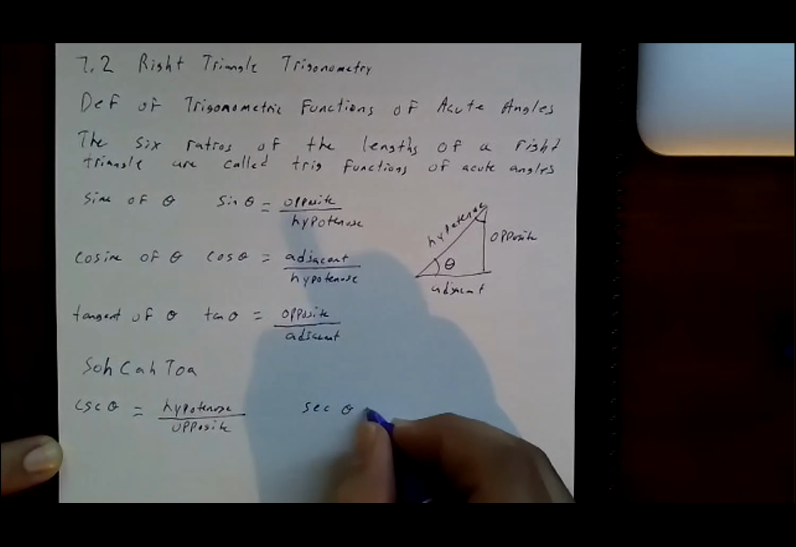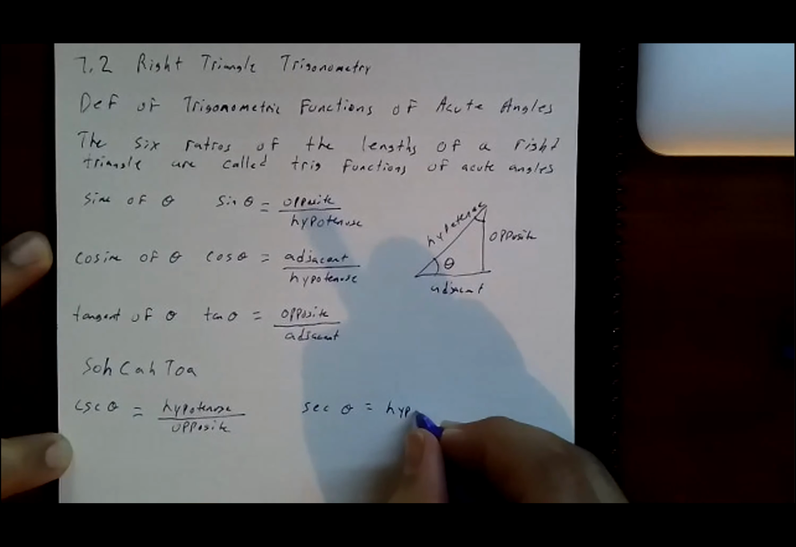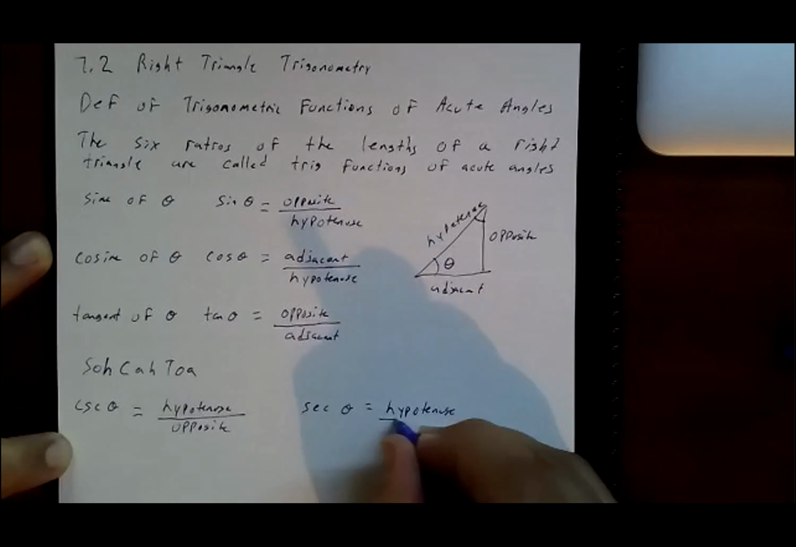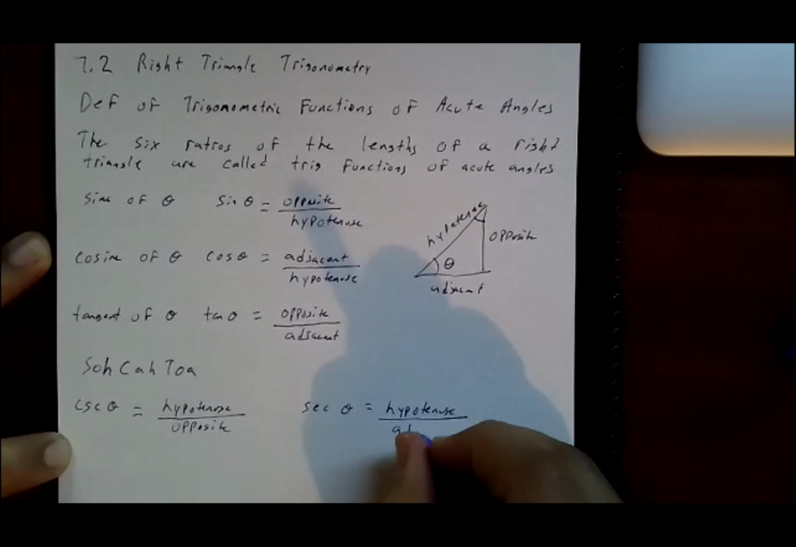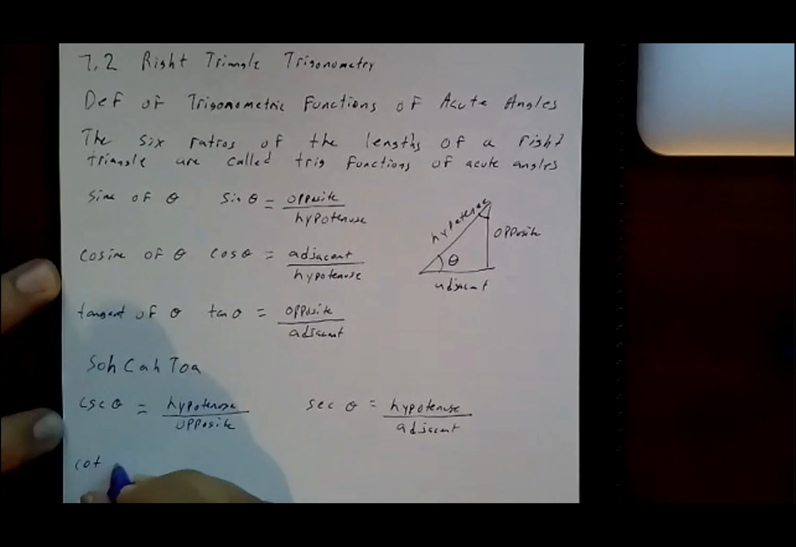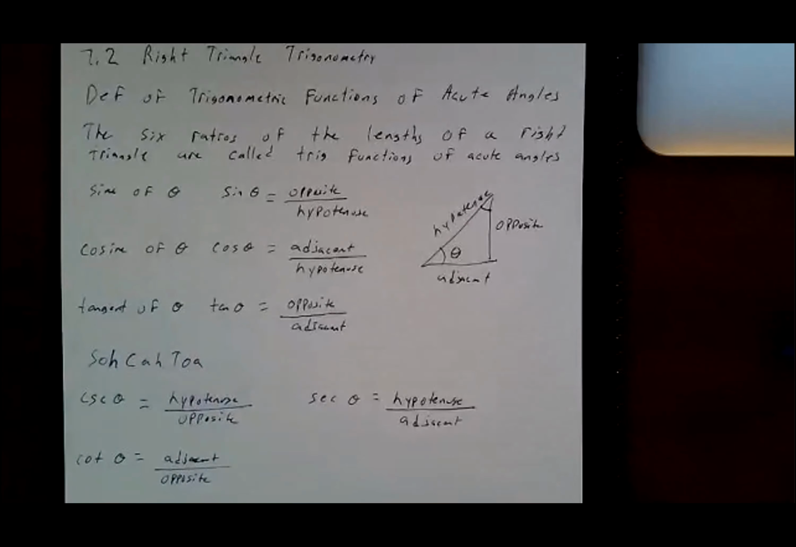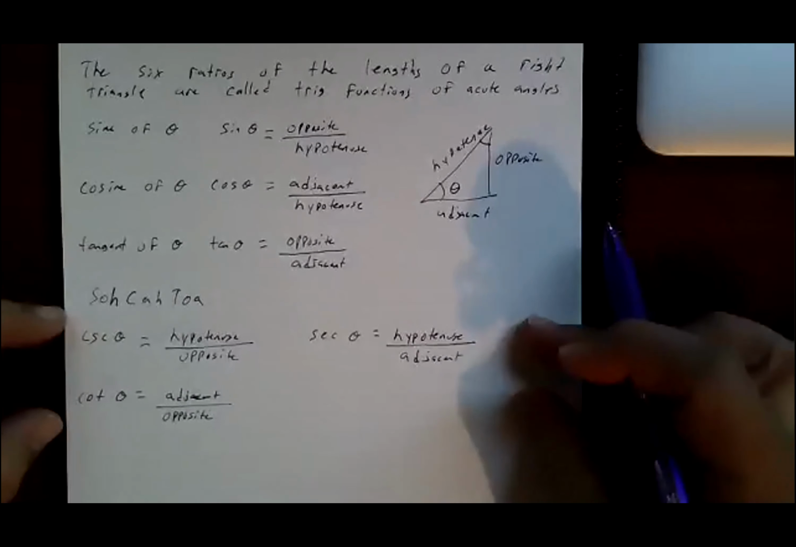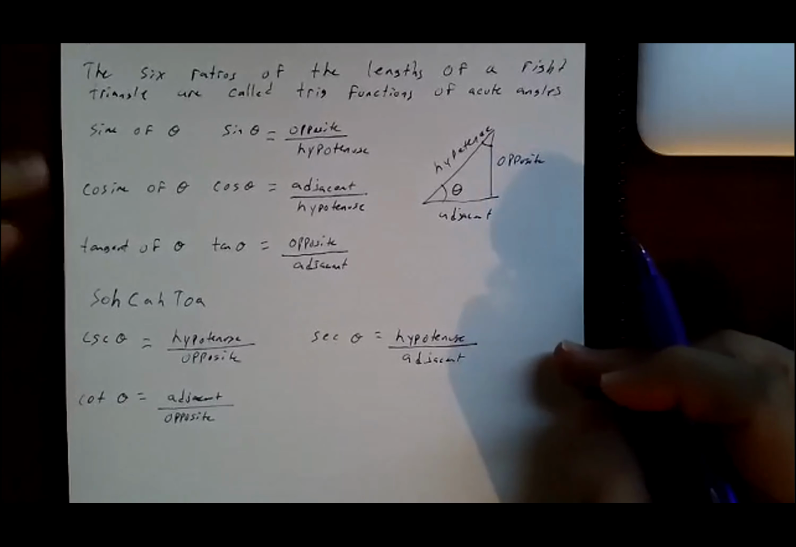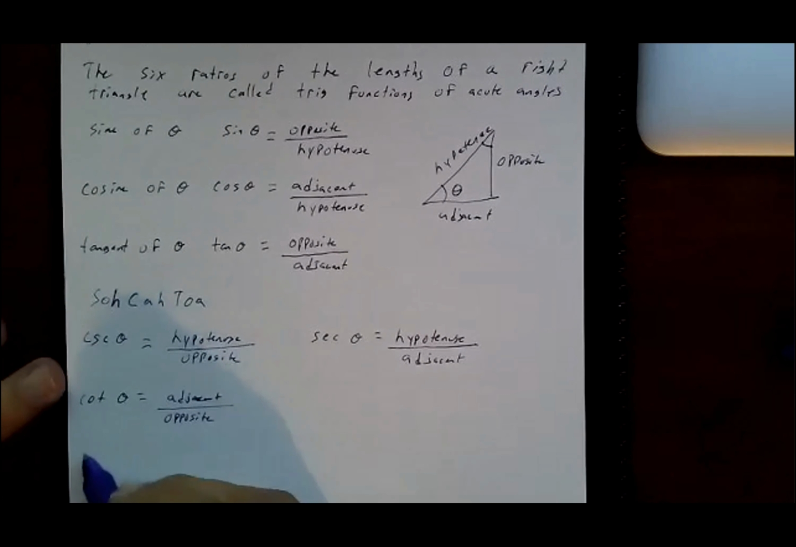Secant theta is equal to hypotenuse over adjacent. Cotangent theta is equal to adjacent over opposite. So these are just reciprocals of the original 3. They just flip these guys over and you get 3 more. Okay, so we call these the reciprocal identities.